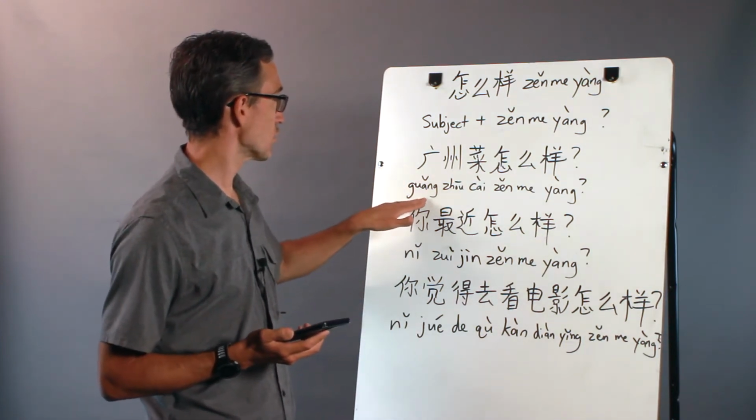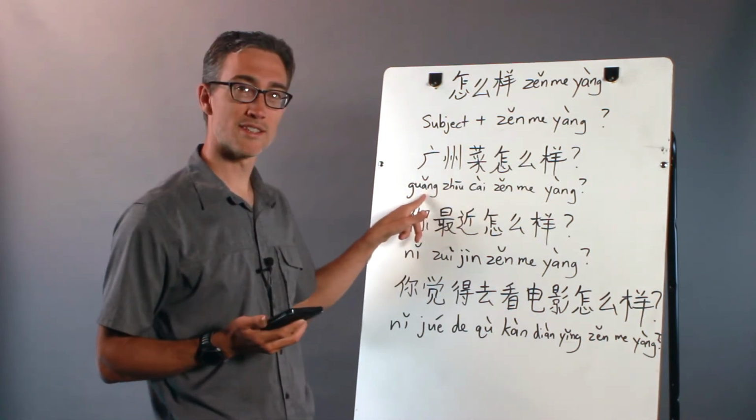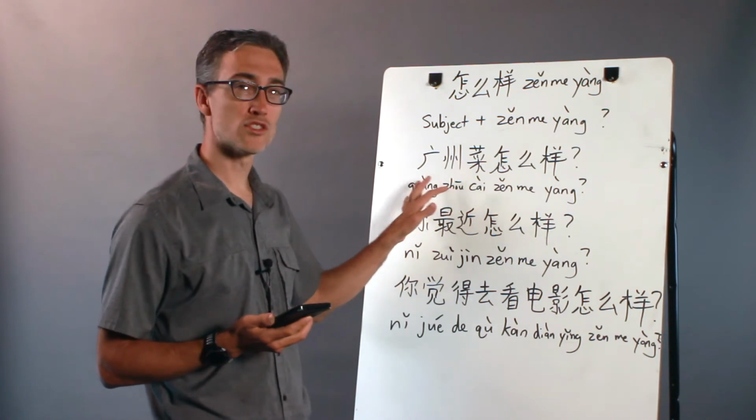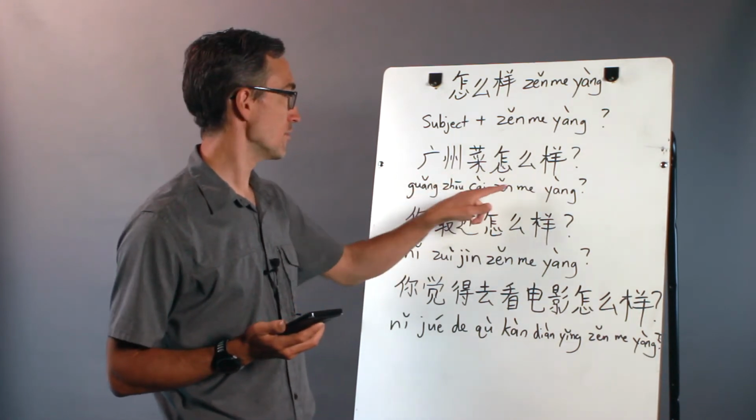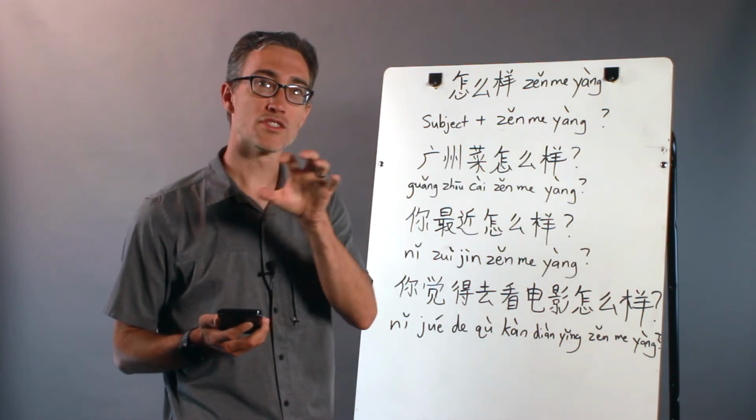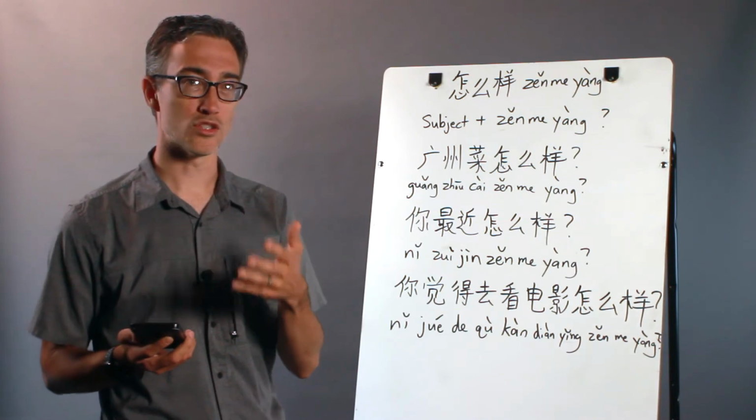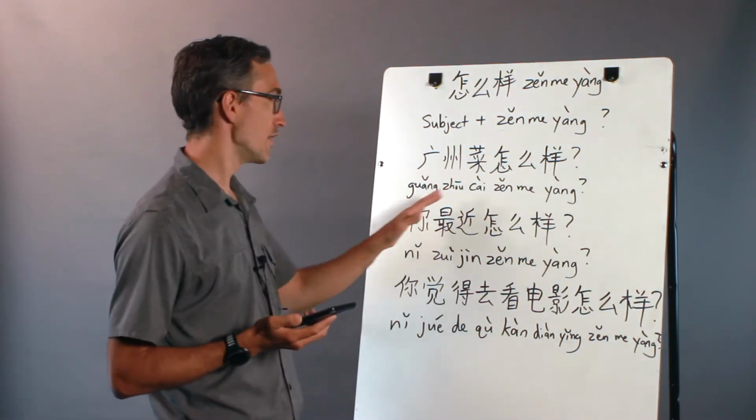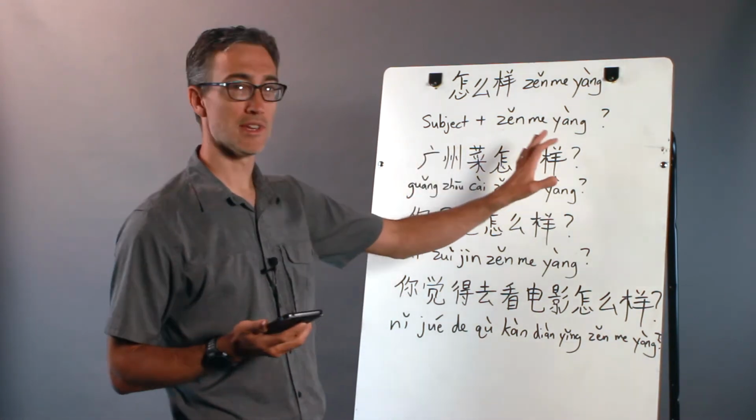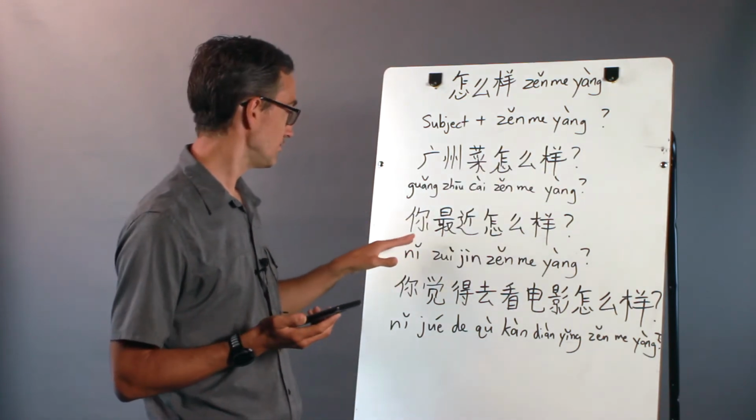Here are some examples. 广州菜怎么样? 广州菜, Guangzhou is a place, a city. 菜 is food, so Guangzhou food. 广州 food 怎么样? How's the Guangzhou food? What's it like? Or how's the food in Guangzhou? Or what's Guangzhou food like? So very flexible. You just say the thing and then 怎么样? What is it like? Or how was it? How did it go? That kind of thing.